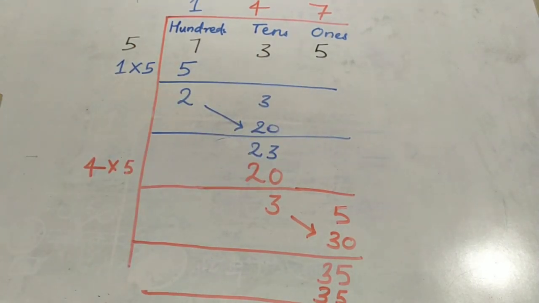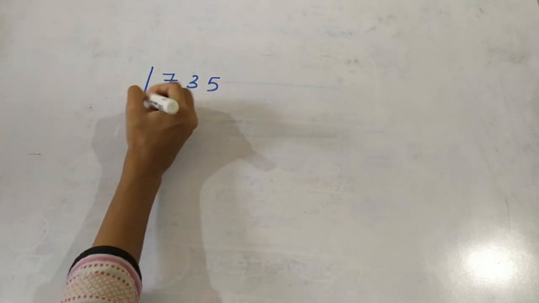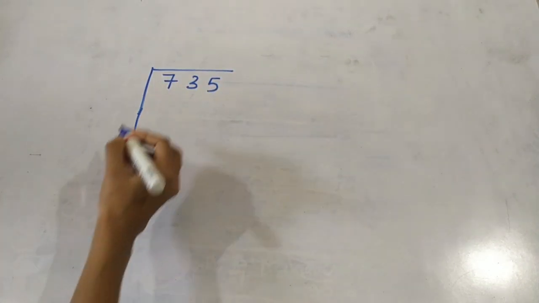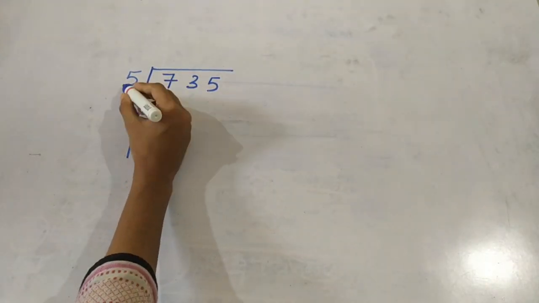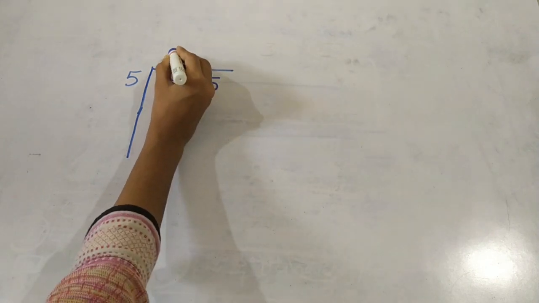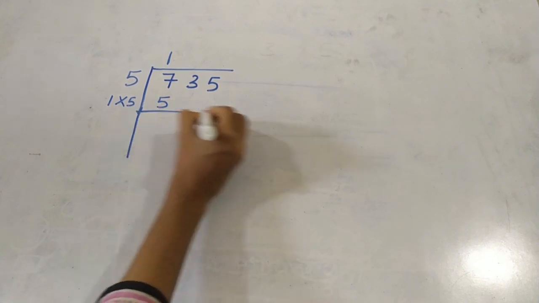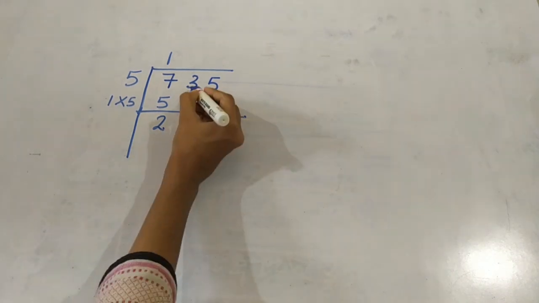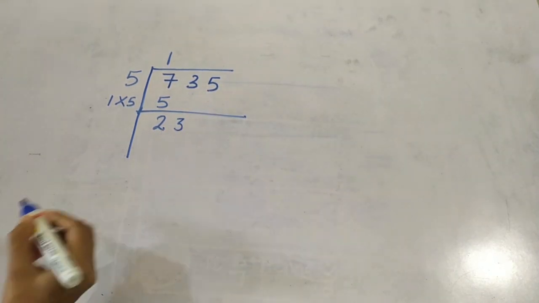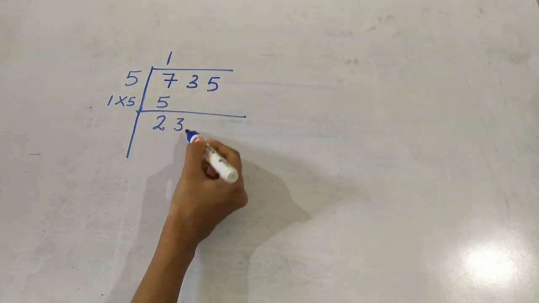Okay. We will do that in a simple way again. 735 books were there. I am going to divide this. I want to give these books to 5 classes. So how many 5s are there in 7? Only 1. I will write 1 here. Now 1 into 5, that is 5. Now I am going to subtract 7 minus 5, 2. And I will write 3 there. Again here, 7 minus 5, 2. Then I will write this 3 here.